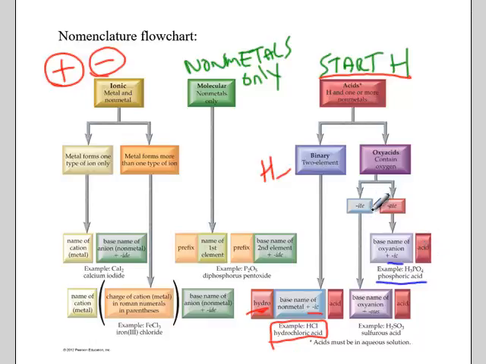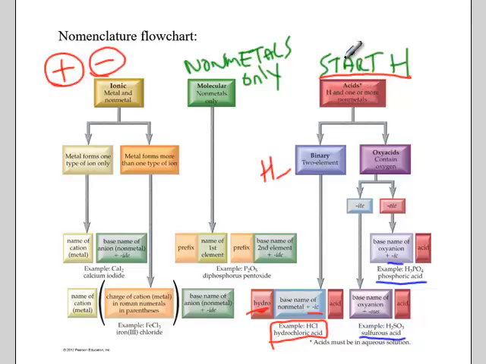However, if the polyatomic was an ite, it changes to an ous. So instead of an ending like phosphate, let's say we had sulfite. The sulfite anion is going to turn into sulfurous acid.